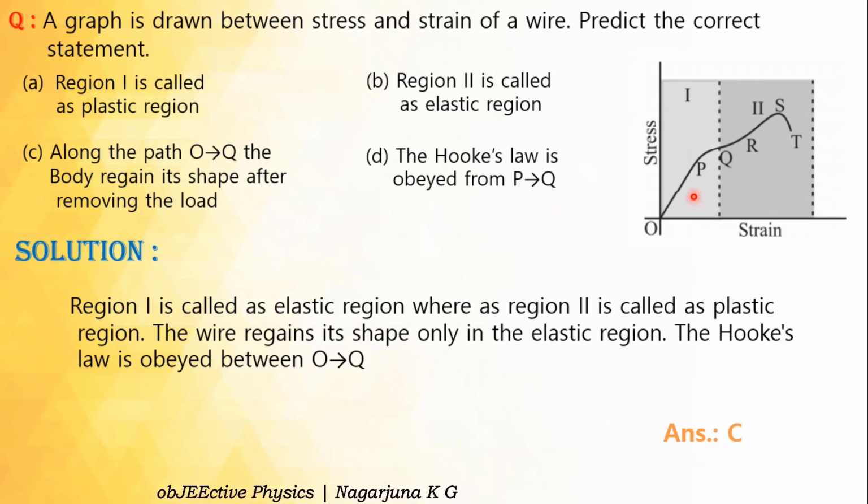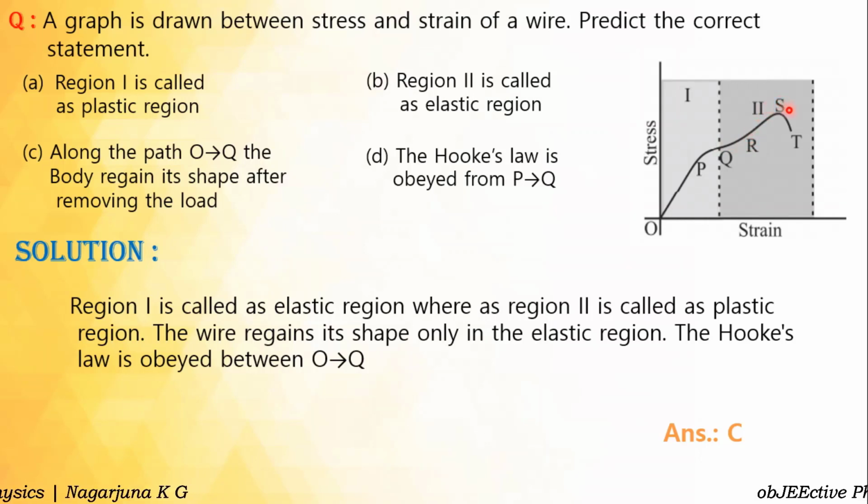In the graph, the stress strain curve, P is called proportionality limit and Q is called elastic point or elastic limit, R yield point, and T is a breaking point here in the graph. So that here from Q to T is a plastic region and O to Q elastic region. So that option C is the right option.